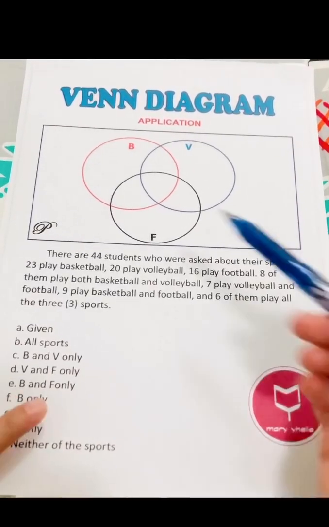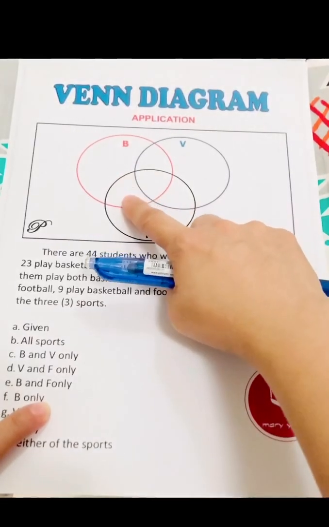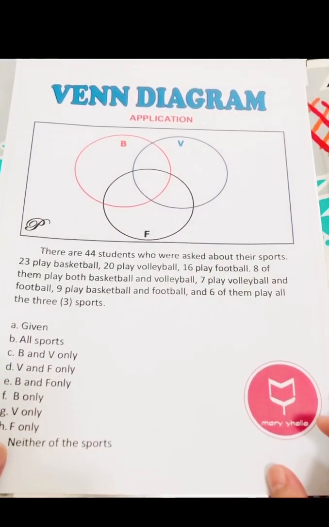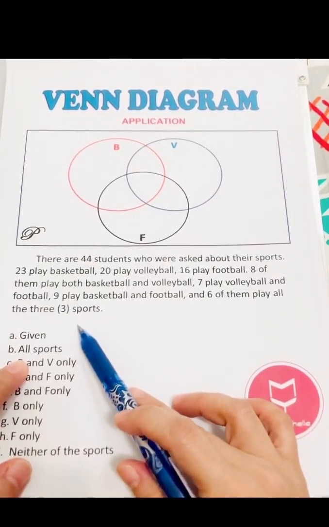And 9 play basketball and football. So your basketball and football will overlap too. And the last one, it says that 6 of them play all the 3 sports.